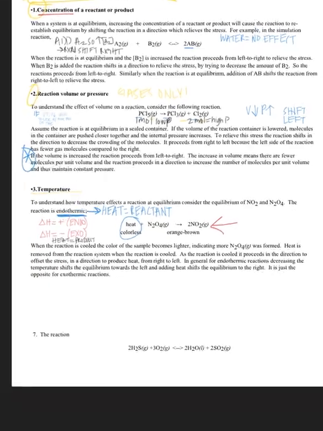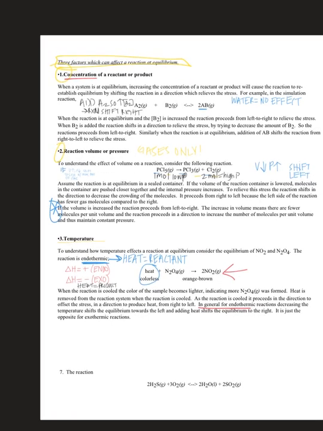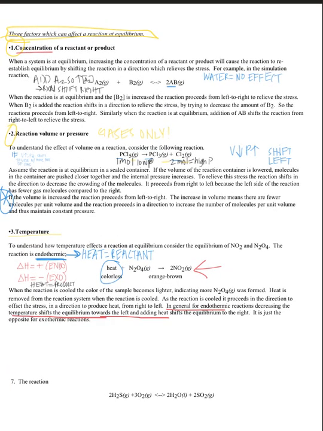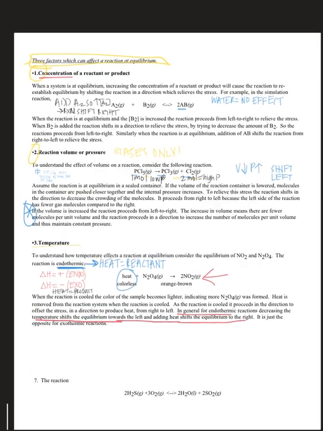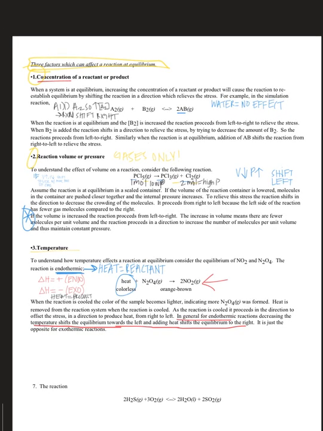One thing I do want you to pay attention to is that it says in general for endothermic reactions, decreasing the temperature shifts the equilibrium towards the left. Adding heat shifts it to the right, so just what I was saying. It's just the opposite for exothermic reactions.